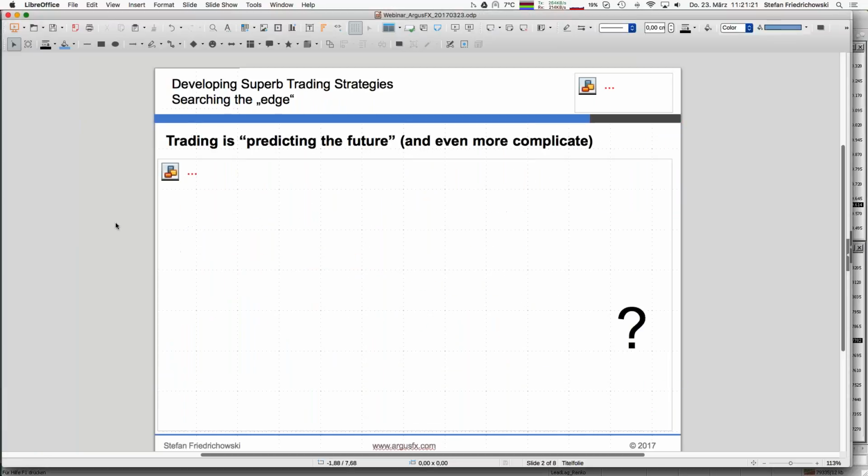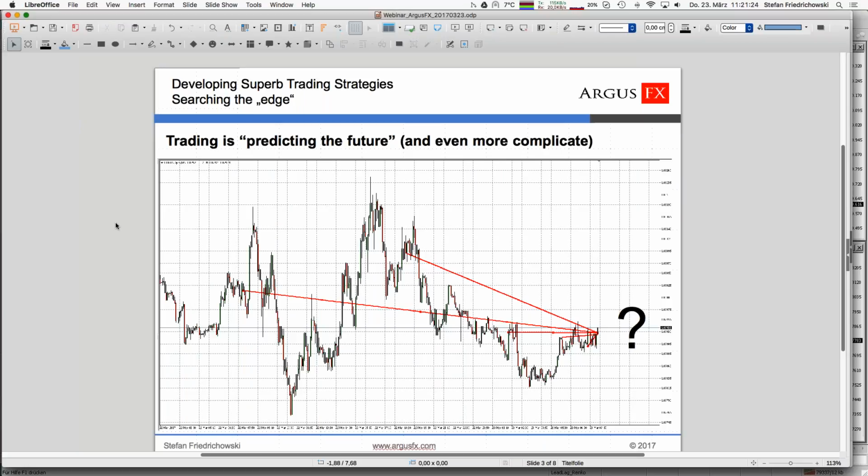Let me now go back to our search for the edge. Just as a recap on how we do it and what we do here, I have now simply created a picture. That picture is Euro US dollar, in this case M5 data. And you might remember that I always start with, or what is my basic assumption?